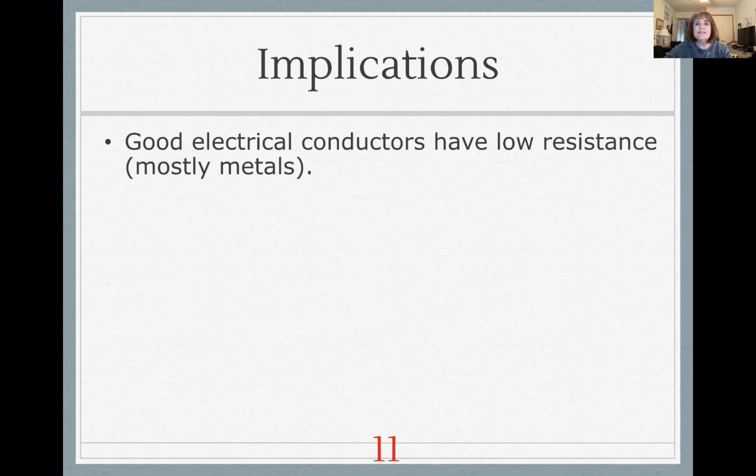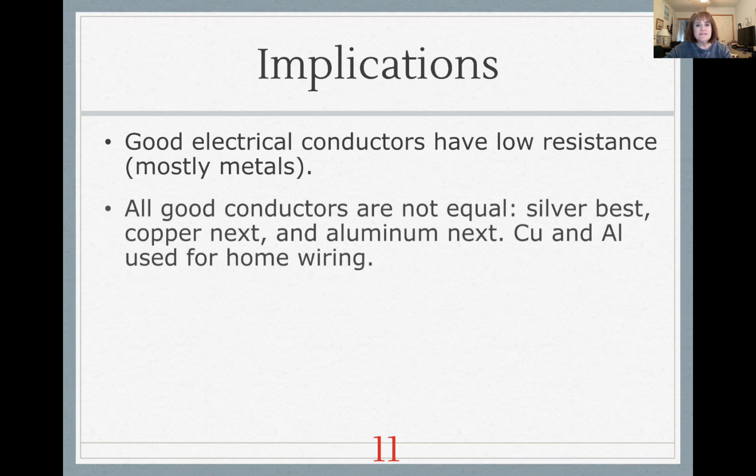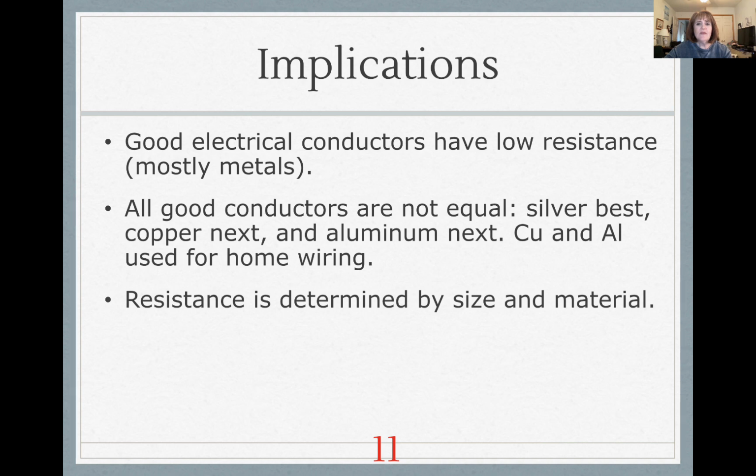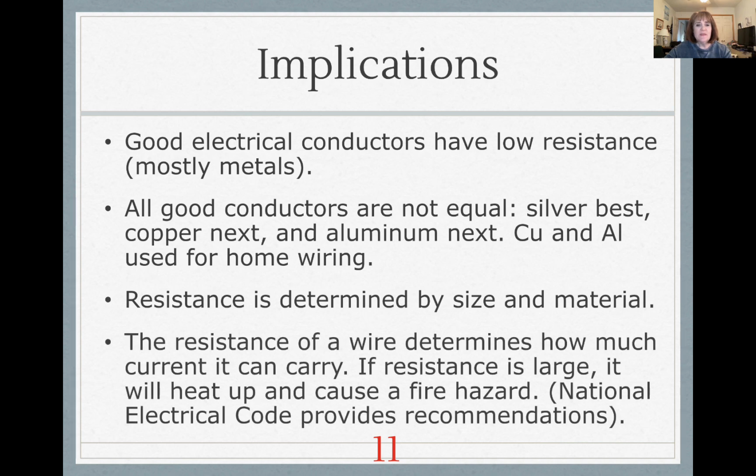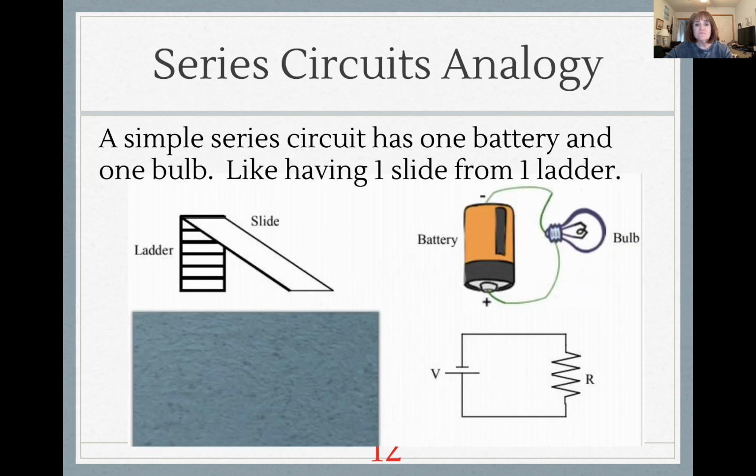Good electrical conductors have low resistance. The best electrical conductor is silver, but that's really expensive. So we'll use the second best in our homes, which is copper and aluminum. Resistance is determined by size and material. The resistance of a wire determines how much current it can carry. If the resistance is large, it will heat up too much and can cause fires.